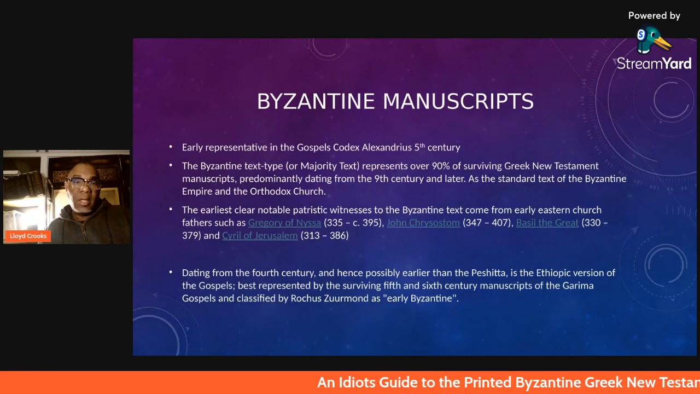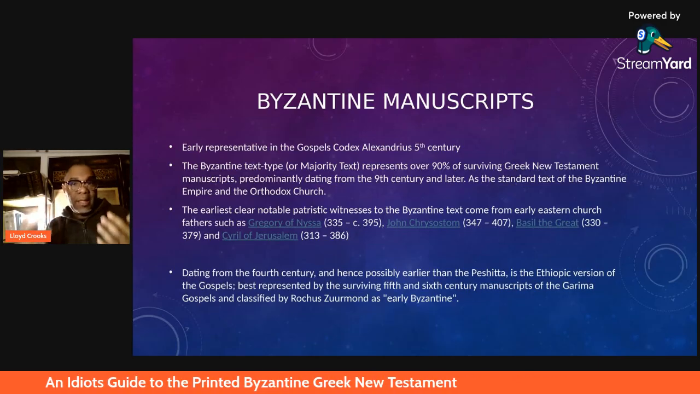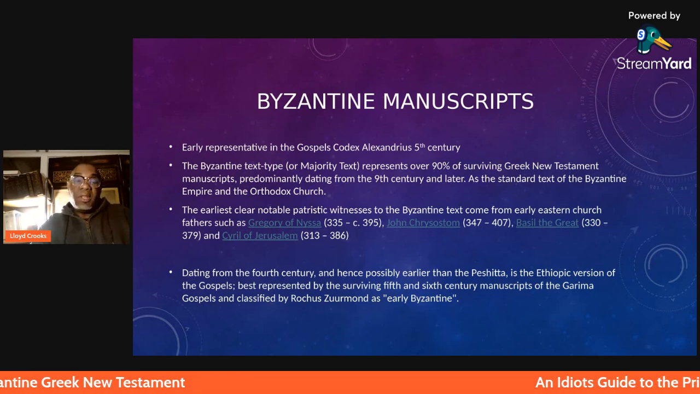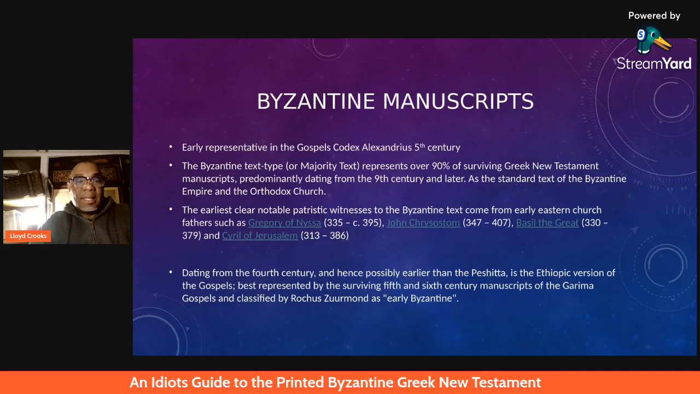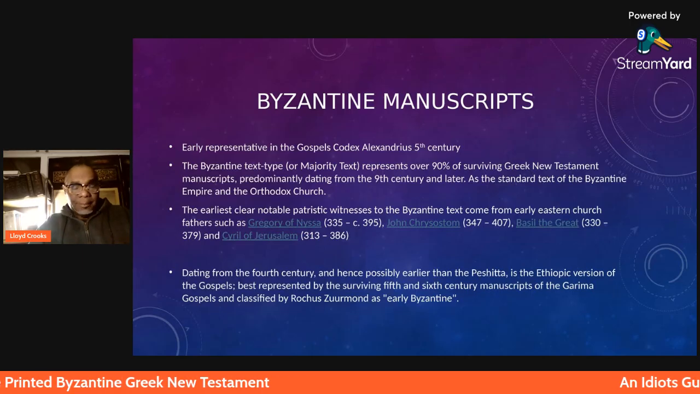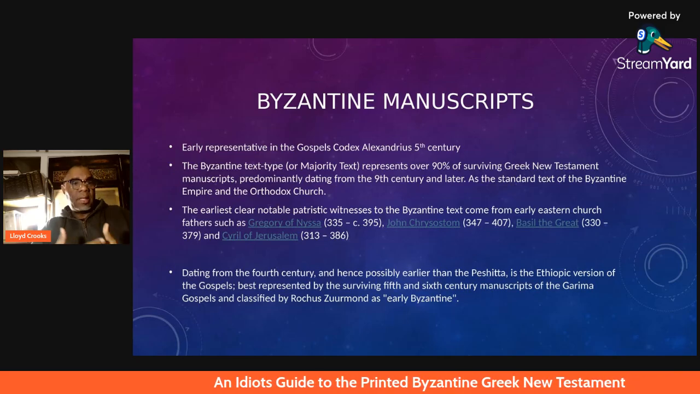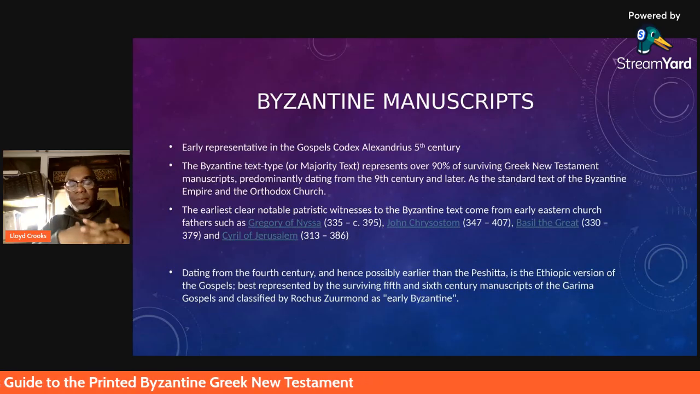Basically, an early representative of the Byzantine type manuscripts, which represents a majority of Greek manuscripts. The Byzantine type texts or majority texts represent over 90% of surviving Greek New Testament manuscripts, predominantly dating from the 9th century or later, and it's the standard text of the Byzantine Empire and the Orthodox Church. Just to add to that, in modern textual criticism, the major English translations of this type are the King James and the New King James Version.